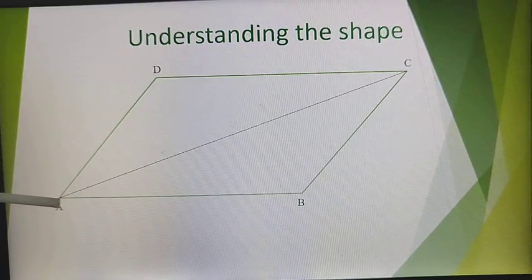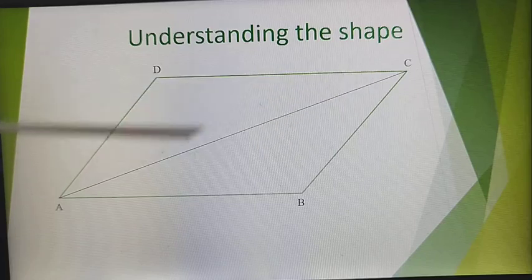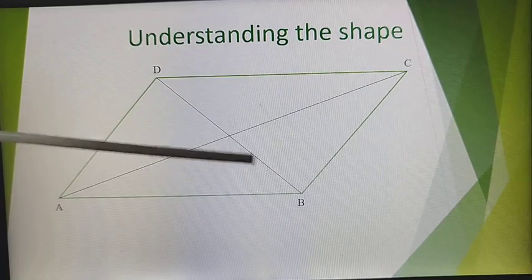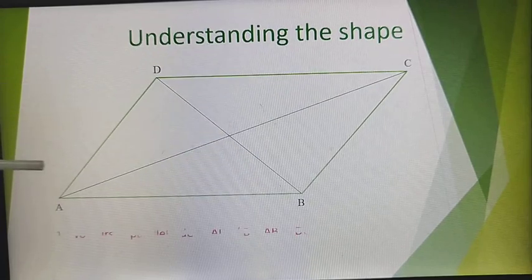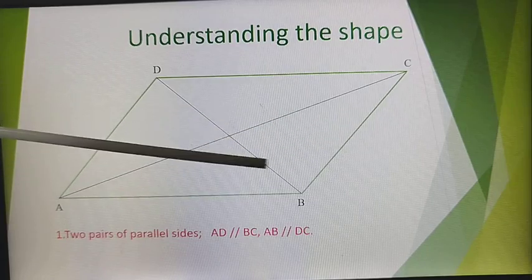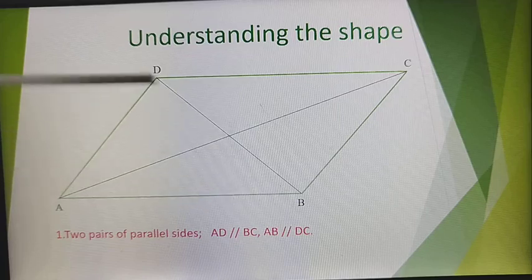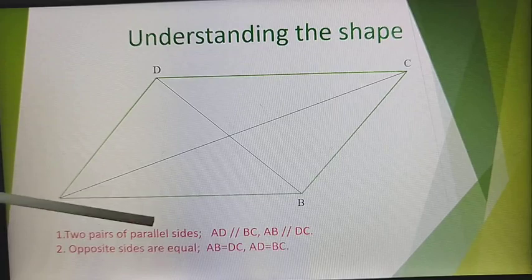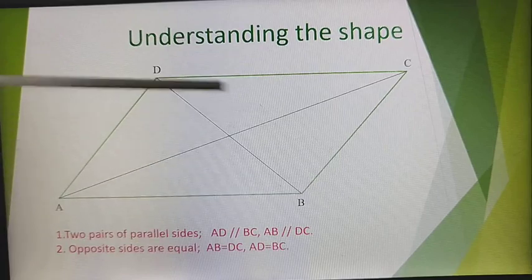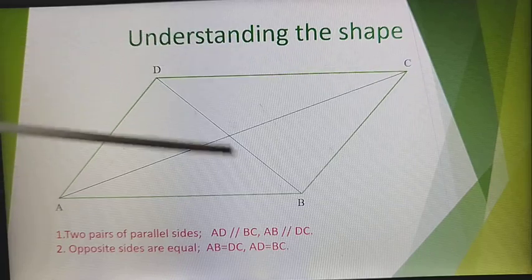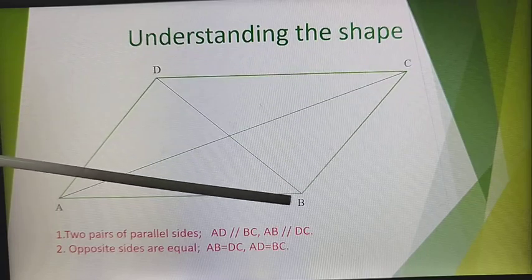It has line AC, which is the longest diagonal, and then line BD, the shortest diagonal. It also has other properties. Two pairs of parallel sides. So line AD is parallel to line BC, and then line AB is also parallel to line DC. Two opposite sides are equal. So line AB and line DC are opposite, they are equal. Line AD and line BC are also opposite. You see, they are also equal.